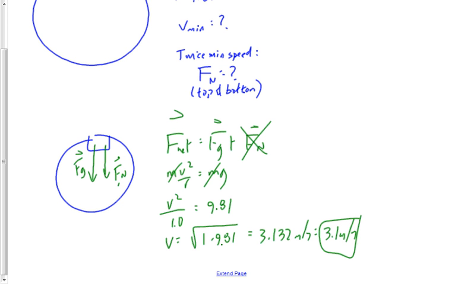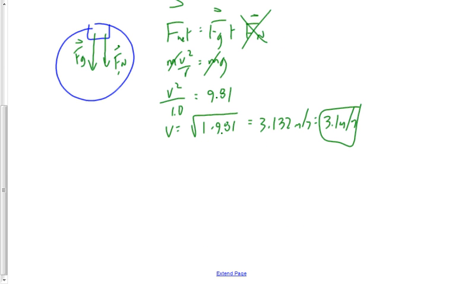All right. If that's the min speed, then the speed we want for the second part of the question here is double that. So the speed now is going to be 6.264 meters per second. Is that okay? Question? What's the tension in the rope? What's the normal force acting at the top of the circle at that point? It was 0 a minute ago at 3.1 meters per second, but at 6.2 meters per second, it's not going to be 0. Rope has to pull to keep it in the circle.